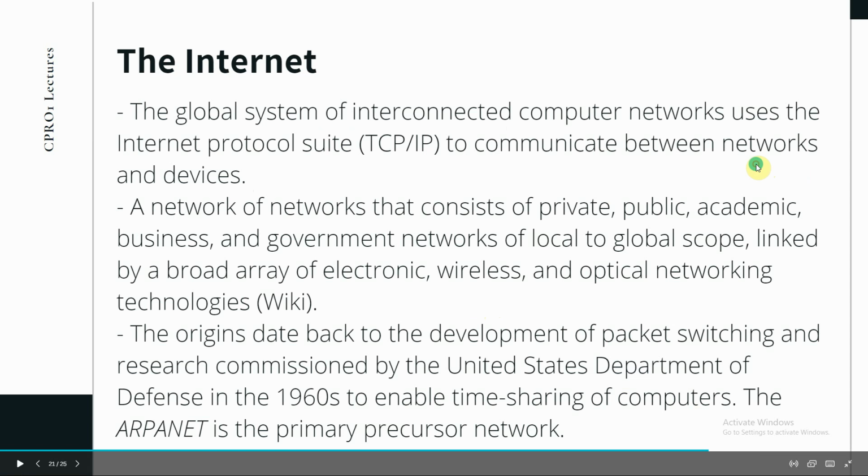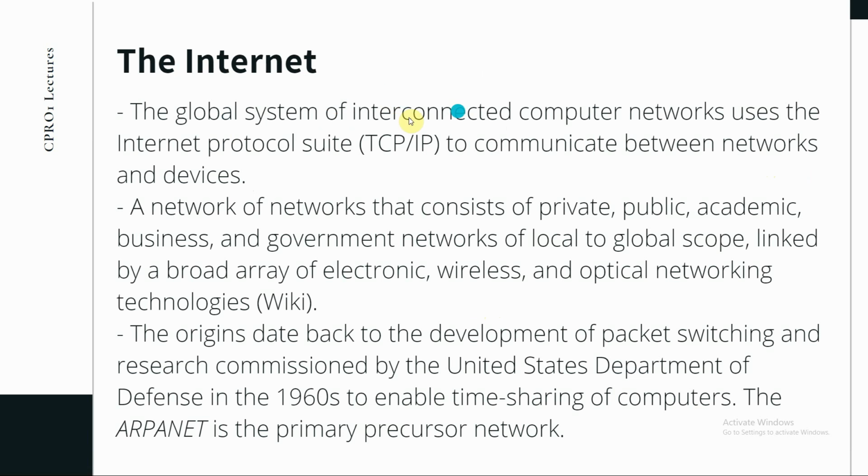So the internet, we define it as the global system of interconnected computer networks that uses the Internet Protocol Suite, or TCP/IP. If you look at the network settings of your setup, you will see TCP/IP, or the Internet Protocol Suite, used to communicate with networks and devices. The internet is a network of networks that consists of public, private, academic, business, and government networks of local to global scope, linked by a broad array of electronic, wireless, and optical networking technologies. That is the wiki definition of the internet.